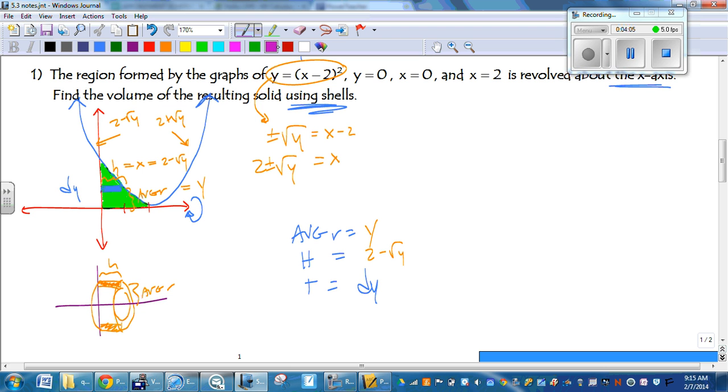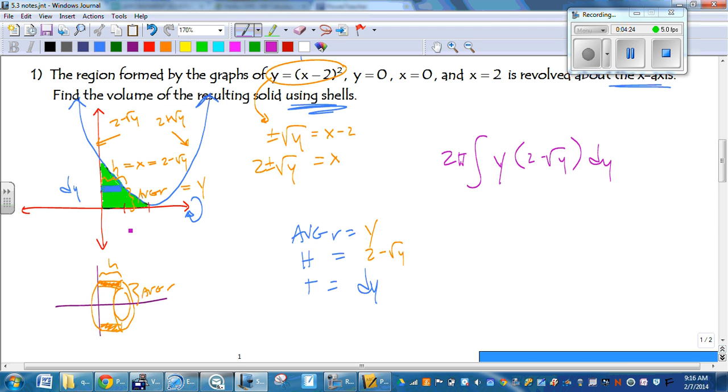So we have the three parts for our definite integral. We're going to put the 2 pi on the outside. Average radius is y. Height is 2 minus square root of y. And the thickness is dy. We just need to figure out our upper and lower limit. So we're doing those in terms of y also. What's our smallest y value?